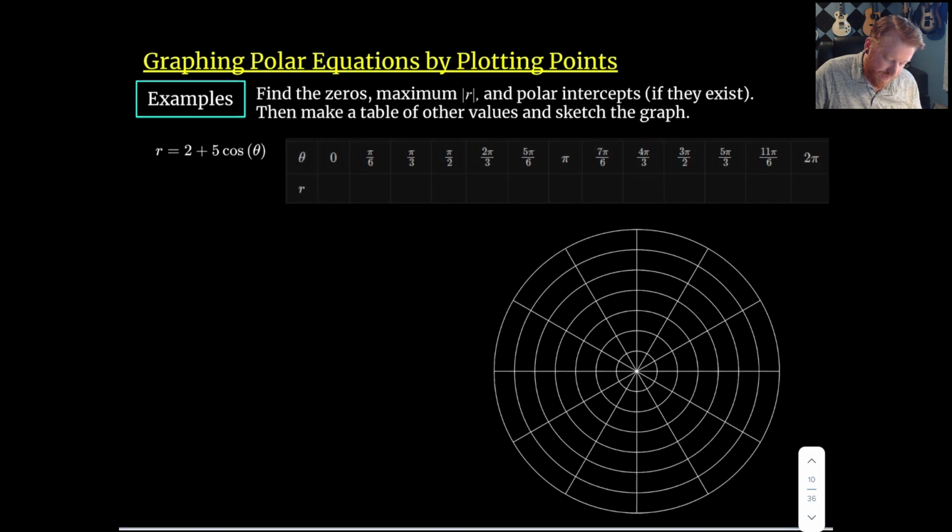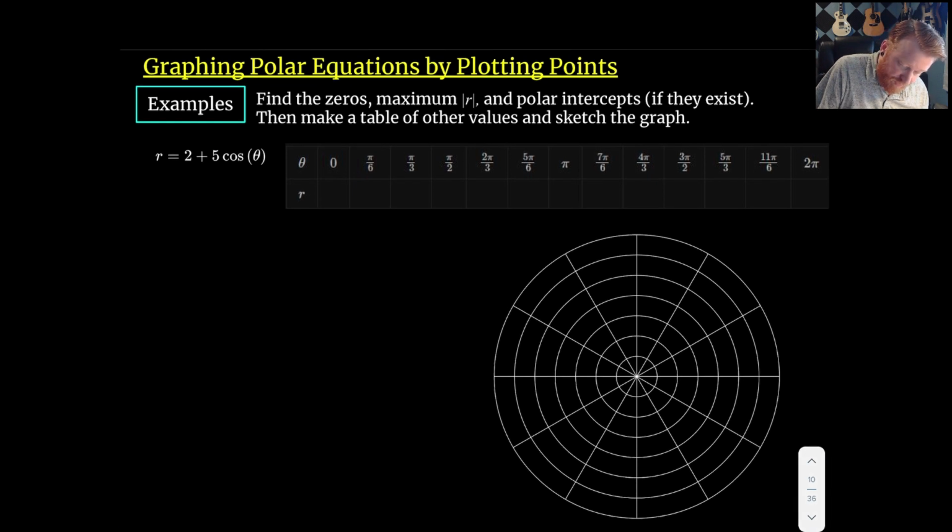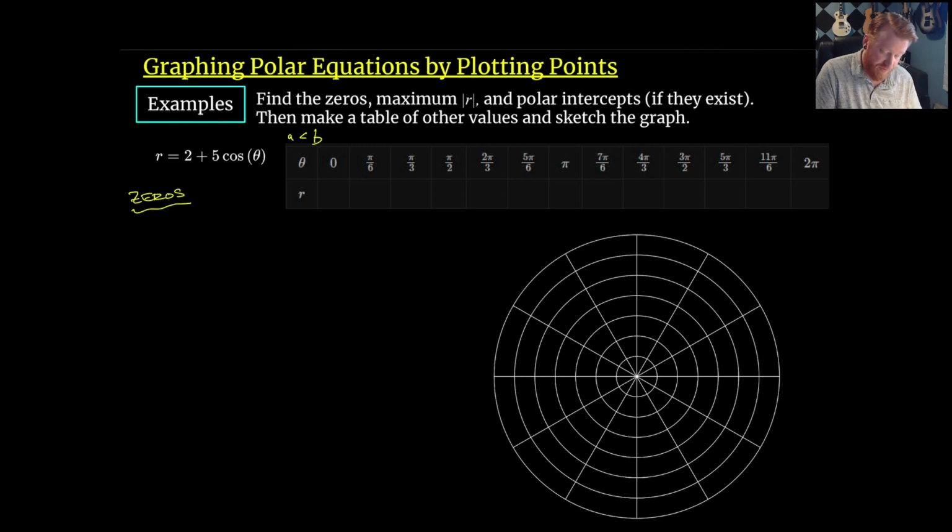All right, let's take a look at this next example. So again, we have something of that same a plus b cosine theta, but now the a value is less than the b value. So let's see how this changes what we're looking at here. So we'll see if we can find the zeros. The last time we tried to find zeros, we discovered that none existed.